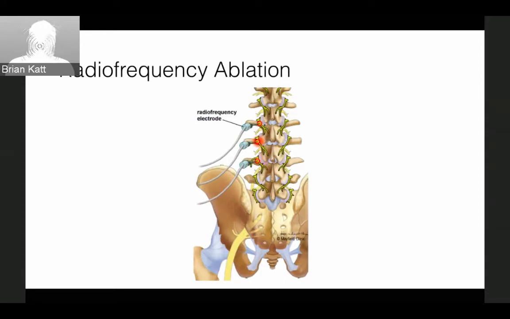So how long does lidocaine typically last for? Yeah, like 3-4 hours, 5 hours tops. It's a short-acting anesthetic. If the patient comes back to me and says, I had this injection, it was fabulous, I felt better for 12 hours, or actually I feel better still now, 1 week after the injection, would you say the injection was a positive diagnostic injection?